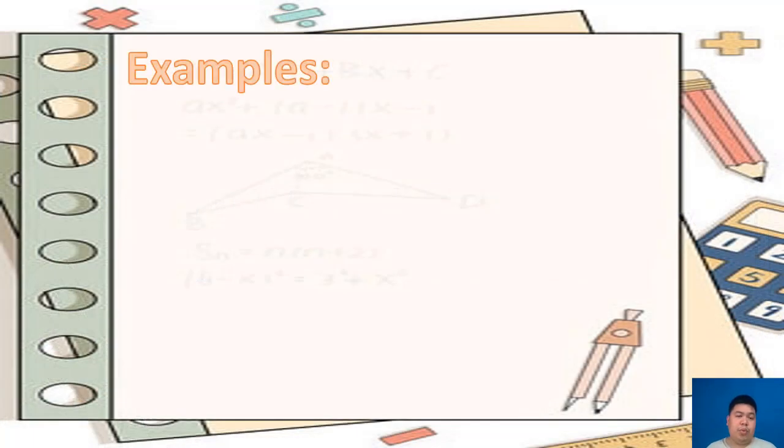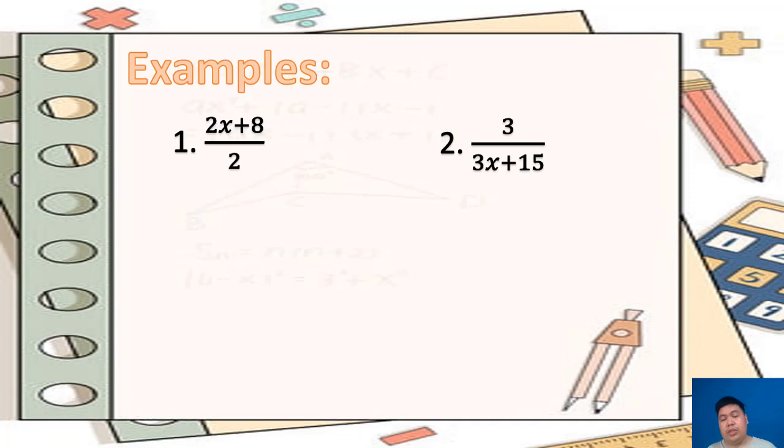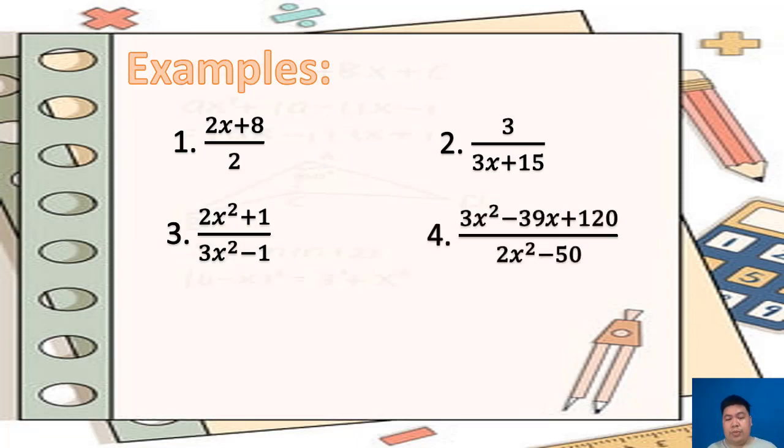Here, example number 1: we have 2x plus 8 all over 2. Then example number 2, we have 3 all over 3x plus 15. Then in example number 3, we have 2x squared plus 1 all over 3x squared minus 1. Example number 4, we have 3x squared minus 39x plus 120 all over 2x squared minus 50.